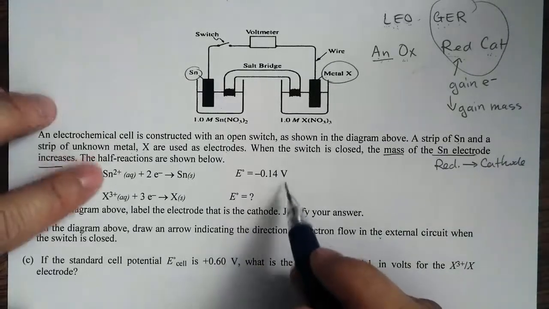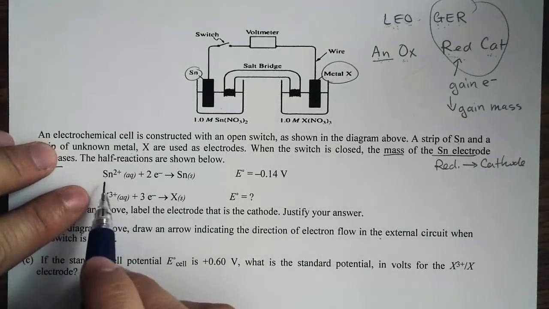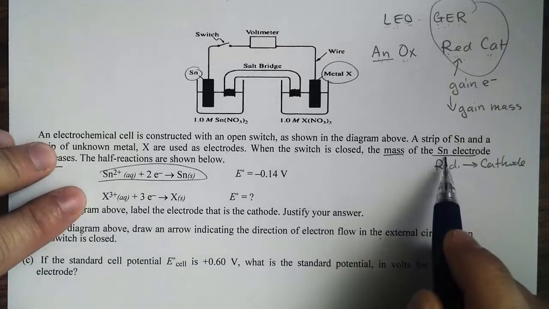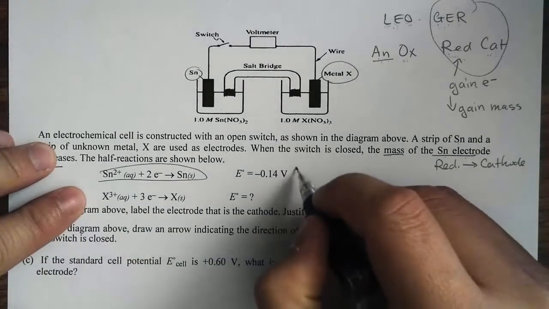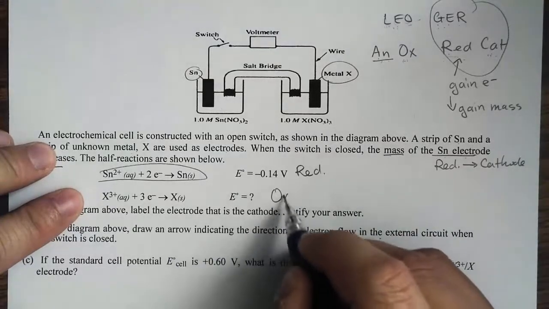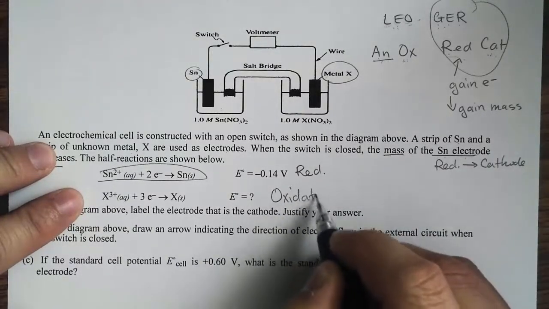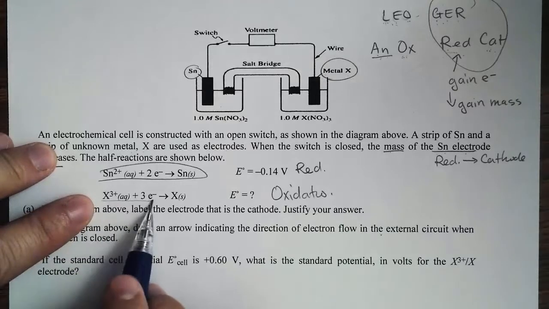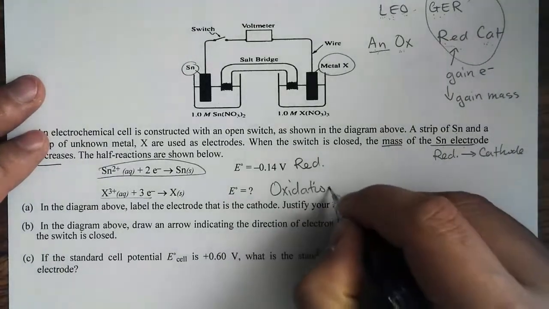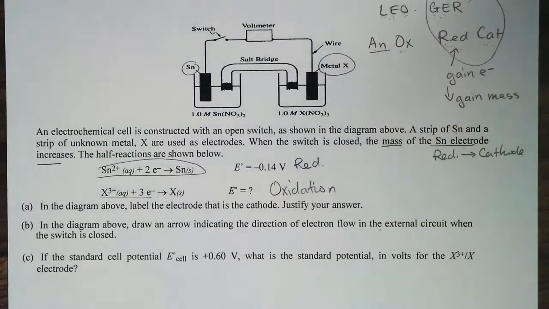And then we have our half cells. So we can now start identifying our half cells. We just learned that the mass increases in the Sn electrode, so this must be reduction. Therefore, this must be oxidation. But notice how this is given in terms of reduction, so we have to switch it, okay? So keep that in mind as we continue our problem.